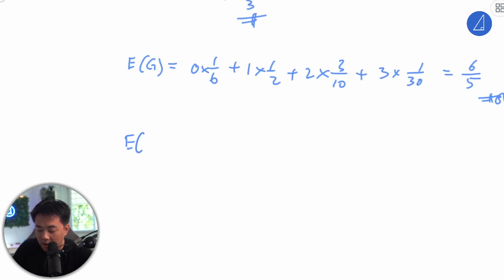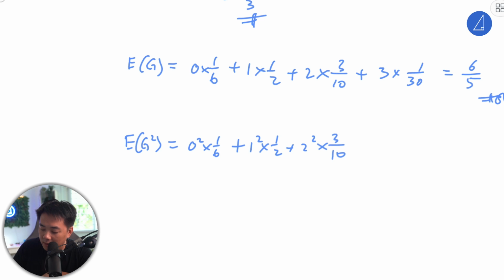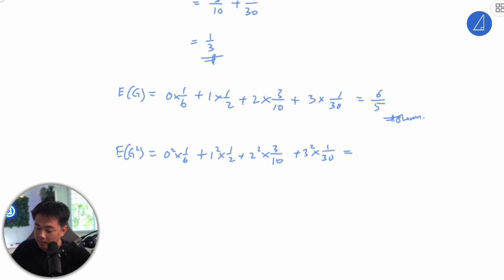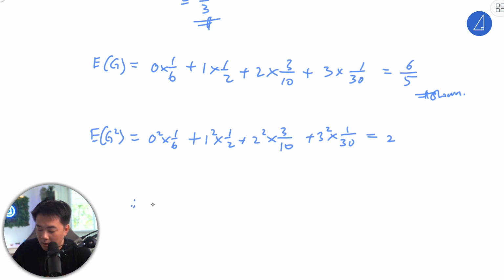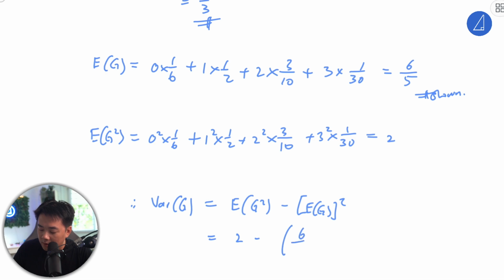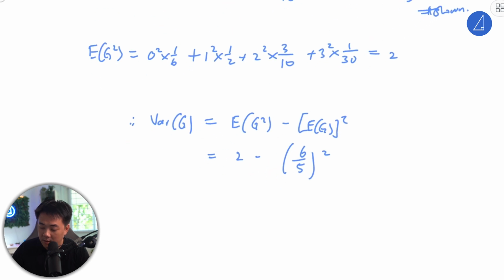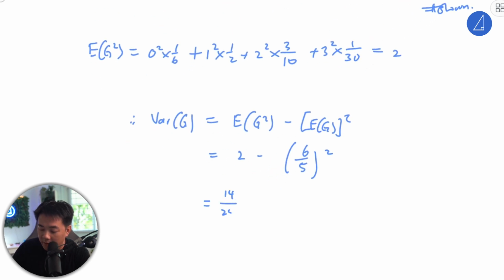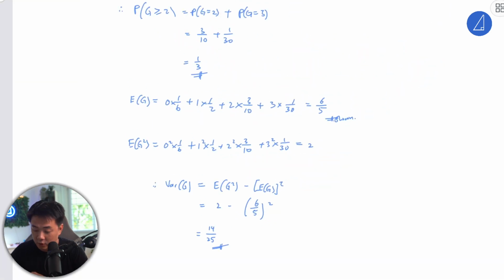Then we want to find the variance. We need the expectation of G squared, summing over all values: 0 squared times 1 over 6, plus 1 squared times a half, and so on, squaring all the discrete values, up to 3 squared times 1 over 30. This gives 2. Hence the variance of G is E(G²) minus (E(G))², so 2 minus (6/5) squared, which gives 14 over 25. That's the variance of G.